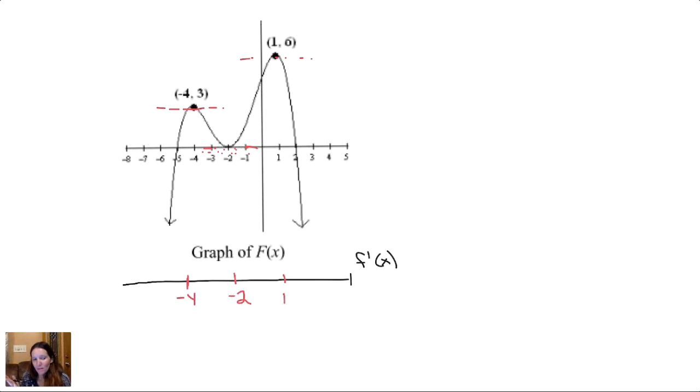What else can I know? Well, I also know that if the function is increasing, then my derivative is going to be positive. So in this first section right here, my function is increasing. I'm moving up. So my function is increasing between -infinity and -4. If my function is increasing in that interval, that means my derivative is positive. Then from -4 to -2, I'm now decreasing. I'm moving downward. So my derivative is going to be negative.